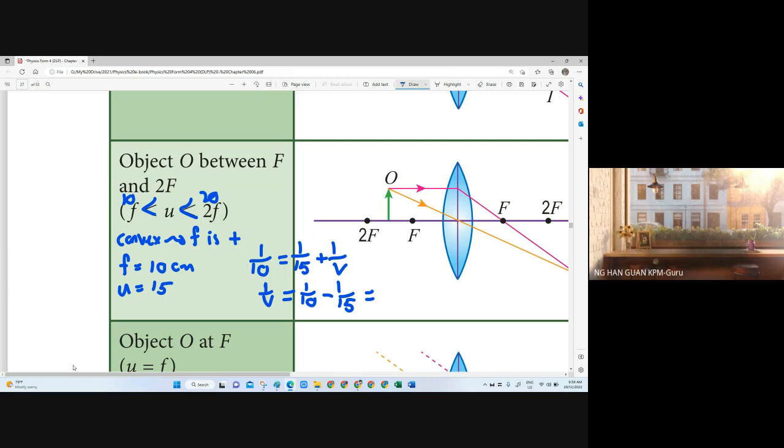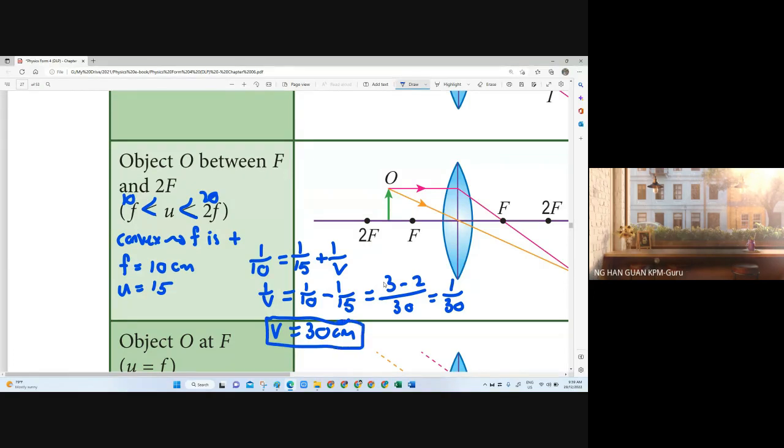Right, so just use your calculator. I don't have a calculator here, so I do it manually. I put it as 30 here, this one will be 3 minus 2. So it will be 1 over 30, which means V is equal to 30 centimeter. So now this is the V result.